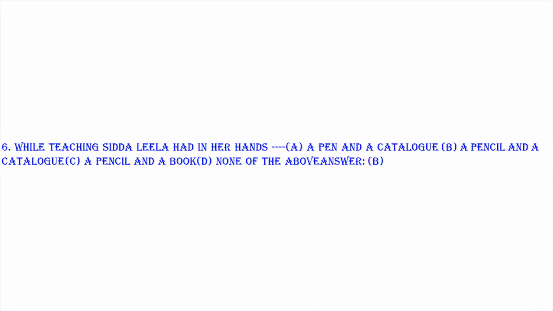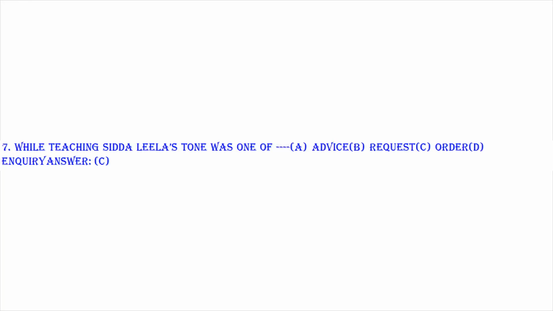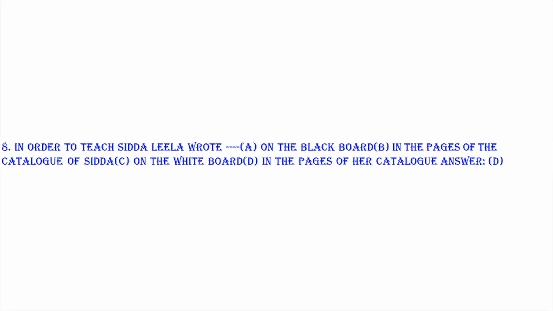6. While teaching Siddha Leela had in her hands: A. A pen and a catalog, B. A pencil and a catalog, C. A pencil and a book, D. None of the above. Answer, B. 7. While teaching Siddha Leela's tone was one of: A. Advice, B. Request, C. Order, D. Inquiry. Answer, C. 8. In order to teach Siddha Leela wrote: A. On the blackboard, B. In the pages of the catalogue of Siddha, C. On the whiteboard, D. In the pages of her catalogue. Answer, D.